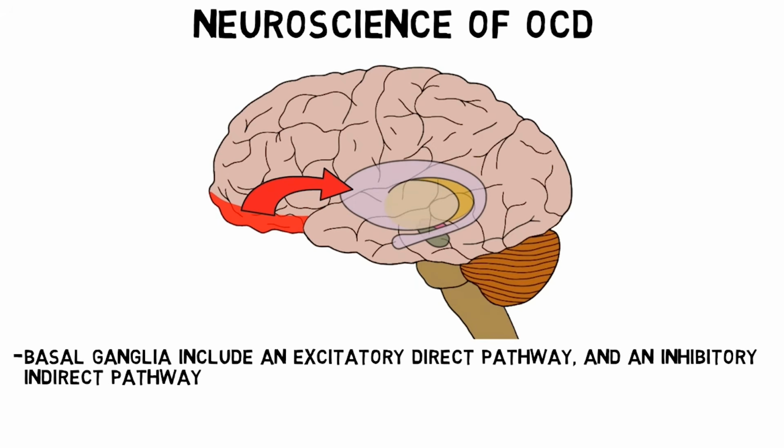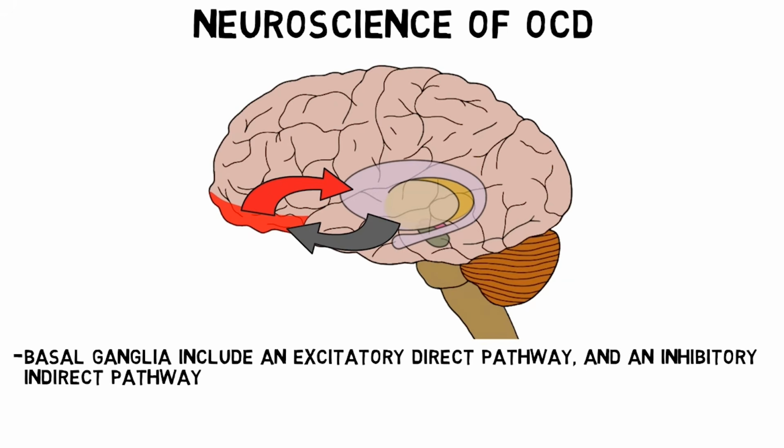When the orbitofrontal cortex sends a signal to the basal ganglia, it often leads to an action designed to alleviate the discomfort caused by the perceived danger. That action is mediated by the direct pathway. In a healthy person, the indirect pathway then inhibits further action.